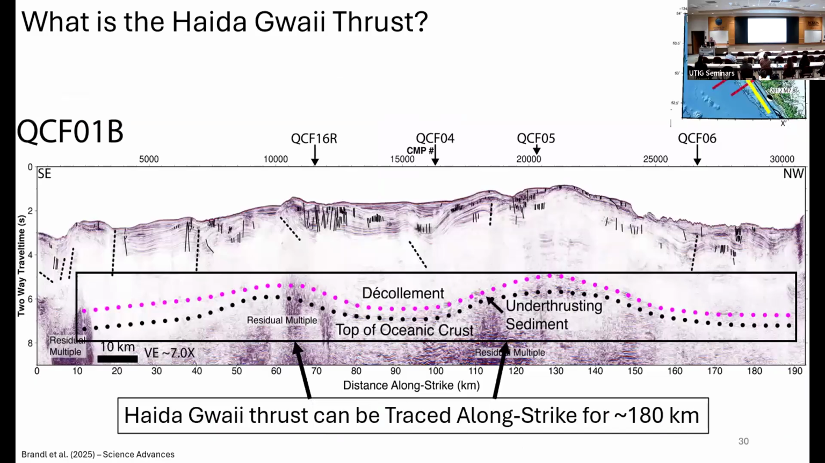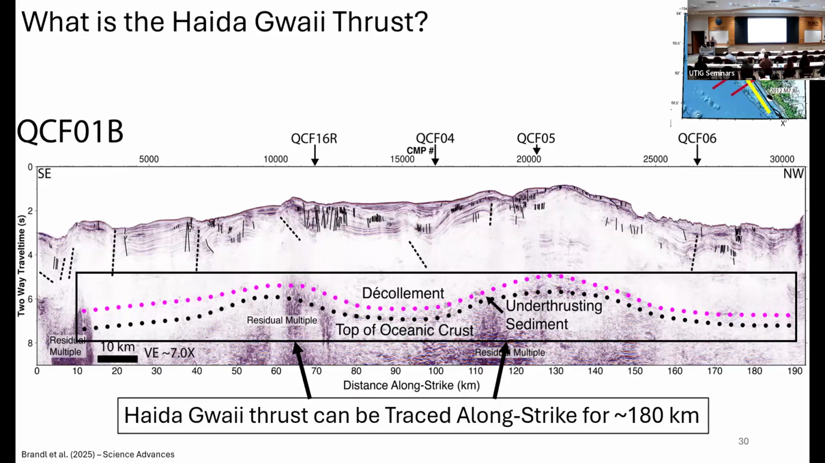And if we look at this along-strike profile that I haven't shown yet, which was acquired right in the center of the Queen Charlotte Terrace, we can identify the Haida Gwaii thrust at depth for about 180 kilometers along strike. So this is a continuous, through-going thrust fault beneath the Queen Charlotte Terrace. We see that we interpret the décollement.